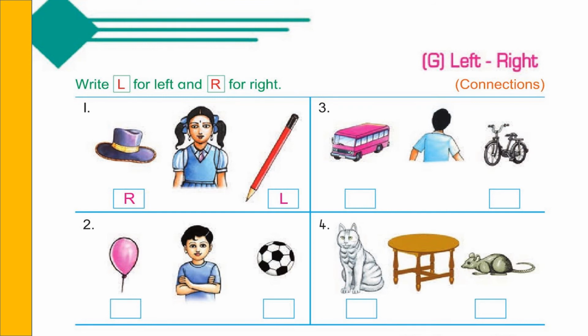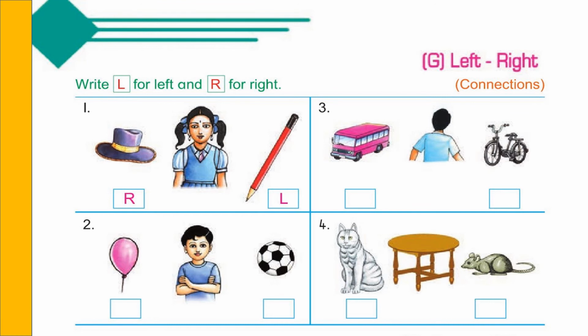There is a hat, a small girl, and the pencil. Now here you have to compare the left and right for the girl, not to you. Okay. Now look at the girl. Where is the right hand? Near to the hat. Where is the left hand? Near to the pencil. So the hat is right side of the girl and the pencil is on the left side of the girl. So they have given L for the pencil and R for the hat. R for right, L for left. Okay, did you get me?